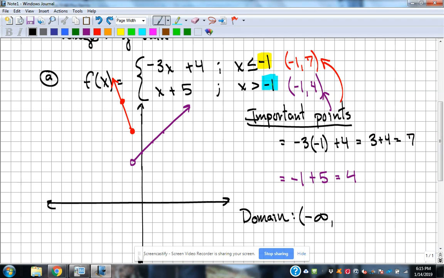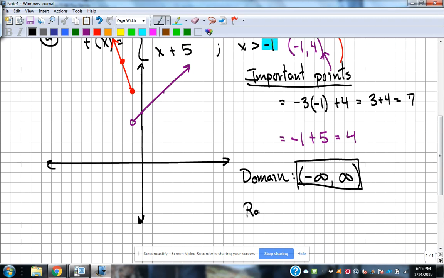And I moved over to the second piece, and it's all of the x's that are greater than -1. So that keeps going on up to positive infinity. So the domain for this piecewise is from -infinity up to positive infinity. It didn't skip any of the x values. Okay.